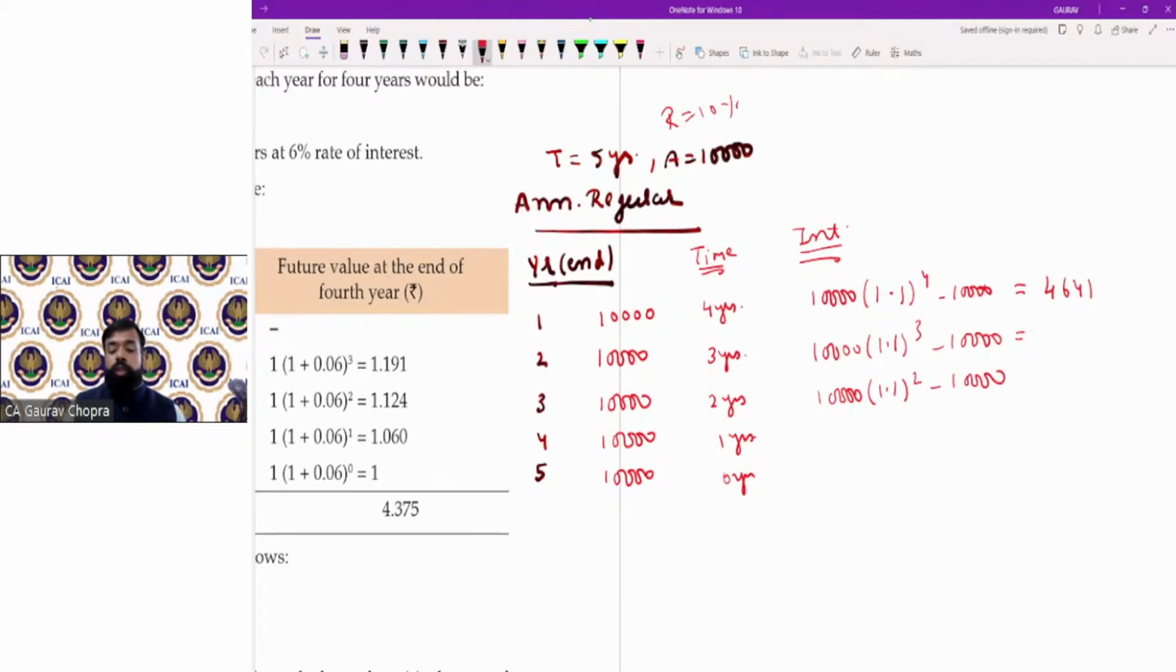So what will be for 3 years? 3 इयर्स का इंटरेस्ट कितना होगा? Let me know. Interest for 3 years, amount. Mansi has given 3310, correct? 3310. Then for the next one, power 2 is there. Power 2 में कितना मिलेगा?